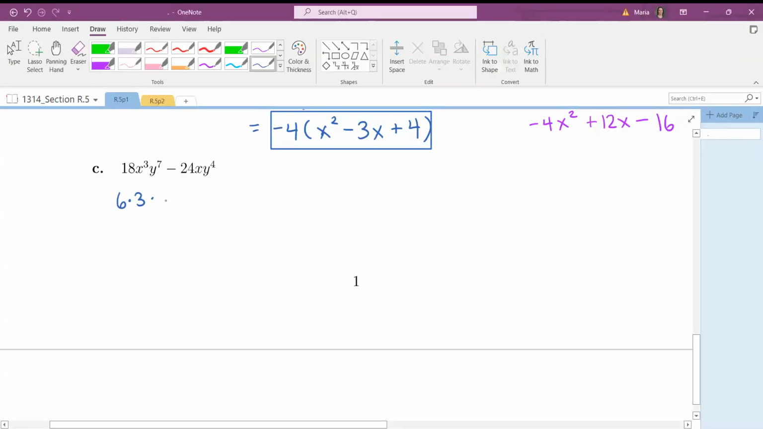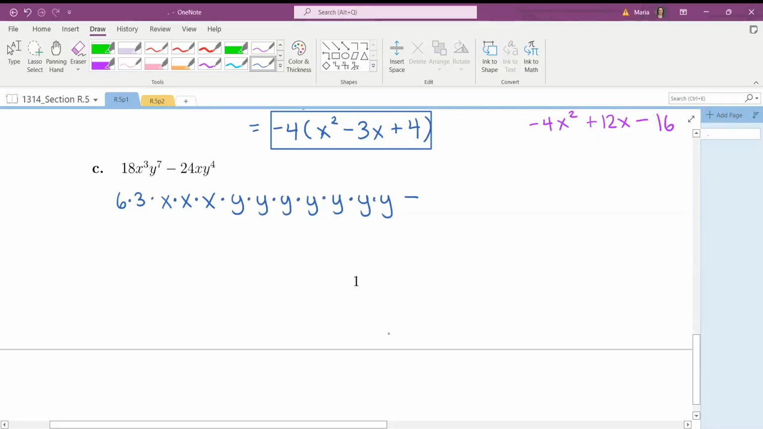I'm going to multiply that by x cubed. That means I'm multiplying x by itself 3 times. And then I've got to multiply that by y to the 7th. So I'm multiplying y by itself 7 times. Let me see, I lost count. 1, 2, 3, 4, 5, 6, 7. Okay, and that's the first term.